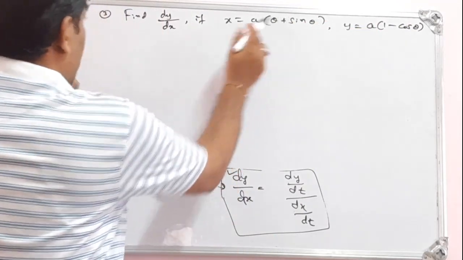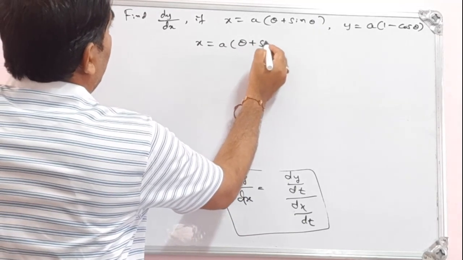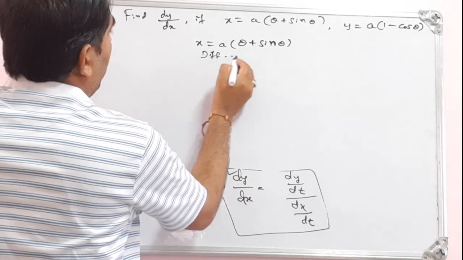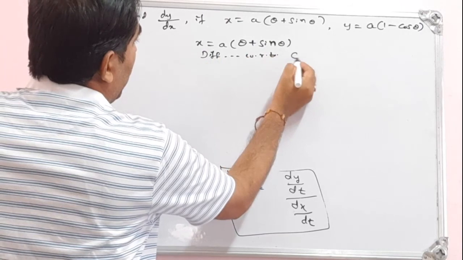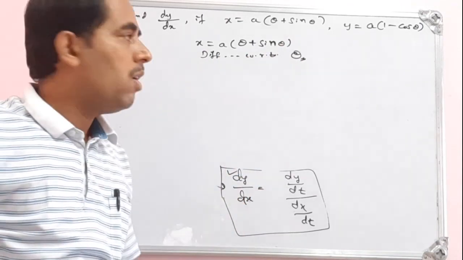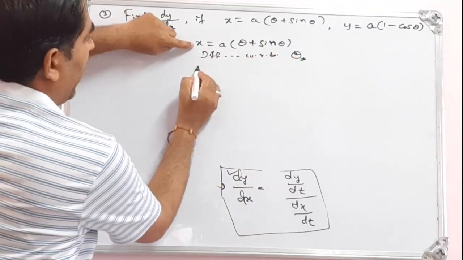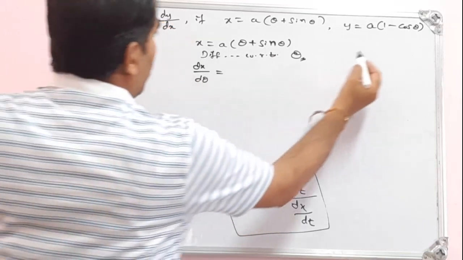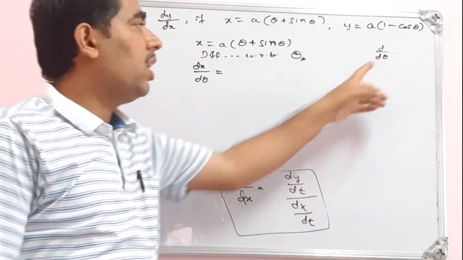So let us take up the first one. What is given here? x is equal to a into (theta plus sin theta). Observe carefully: we have expressed it in terms of theta, so you have to differentiate with respect to the parameter. Whatever the parameter is in the function, that parameter is theta. So I am differentiating both sides with respect to theta. Then x becomes dx by d theta on the left hand side. Now my differential operator is d by d theta. Generally we say d by dx, but this is d by d theta.